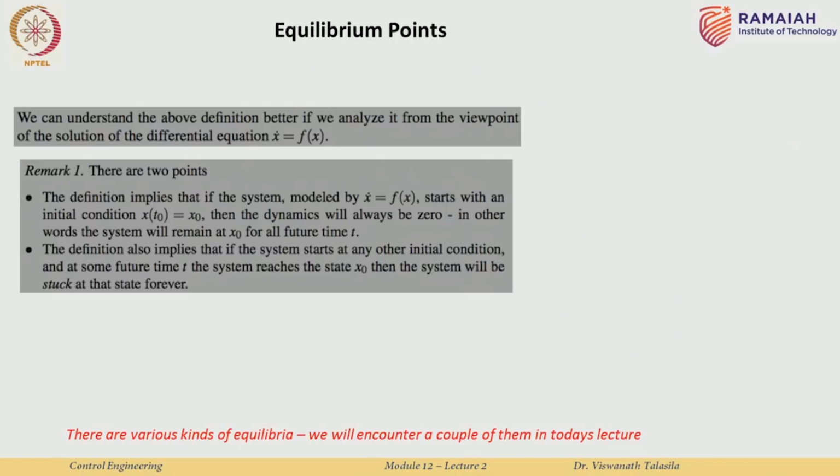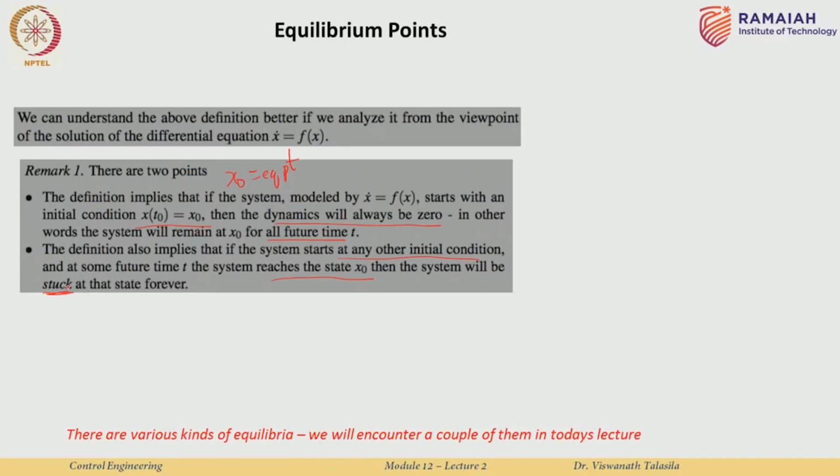So, this is basically what I said in the previous slide: if you start your dynamics at x naught, where x naught is your equilibrium point, the dynamics will always remain at that particular value for all future time t. It also means that if I start at any other initial condition, and accidentally or through design the system manages to reach that particular state, from that time onwards the system will be essentially stuck at that state forever. So, that is the basic notion of an equilibrium point.